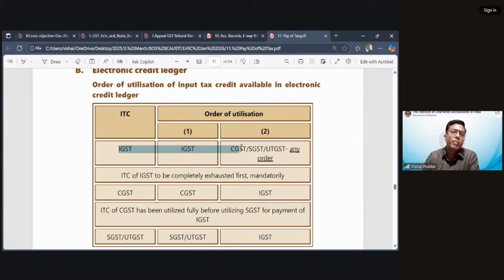Now, after making payment of IGST liability, the IGST credit can now be used for C, S, or U. And here the law is liberal. It is saying you can do it in any sequence, any proportion. So you can use the entire IGST for C payment. You can use the entire IGST balance for S payment, or you can use it equally. You can use it 60/40. That is your choice. But that is only after you have completely paid the IGST liability.